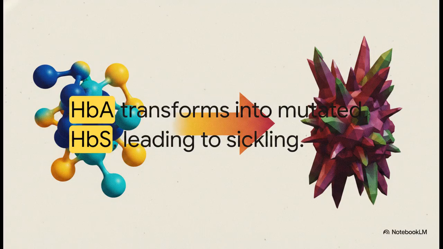So the absolutely crucial point here is that this single tiny swap transforms normal, healthy hemoglobin A into the mutated hemoglobin S. That one structural change completely alters how the hemoglobin behaves inside the red blood cell, and it sets the stage for the entire disease.